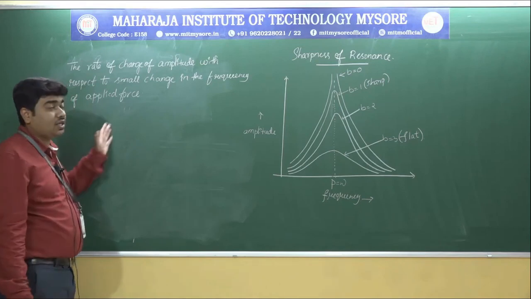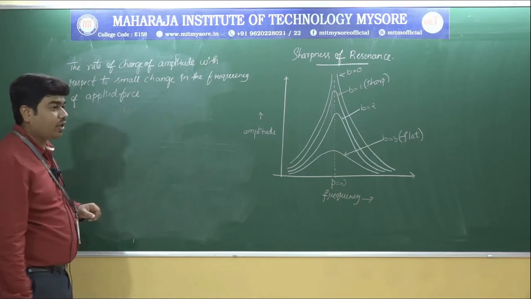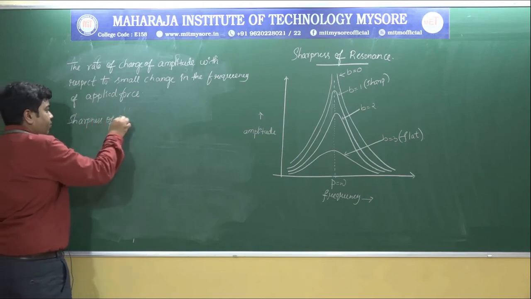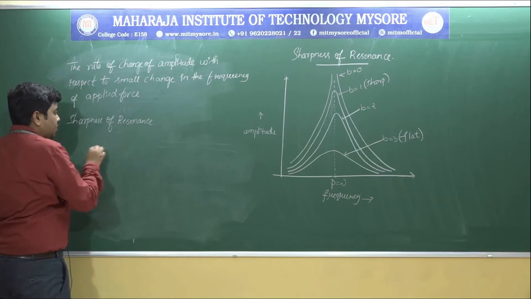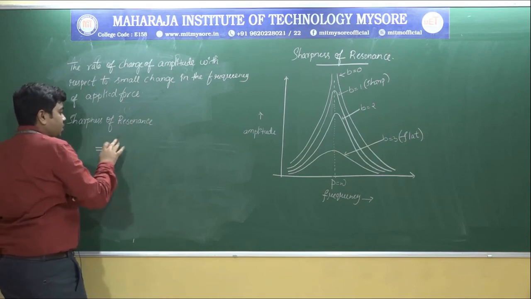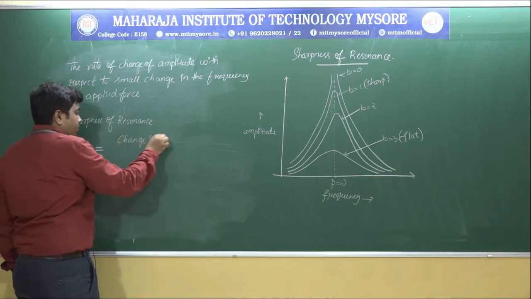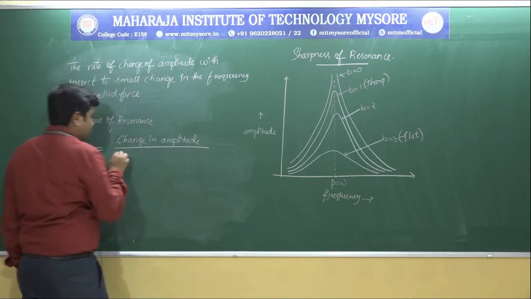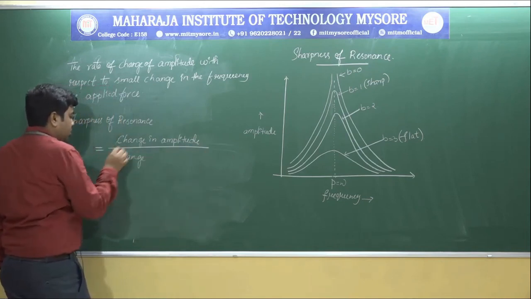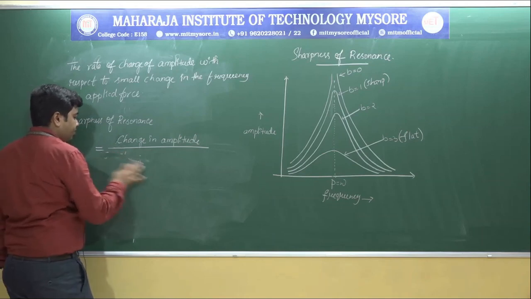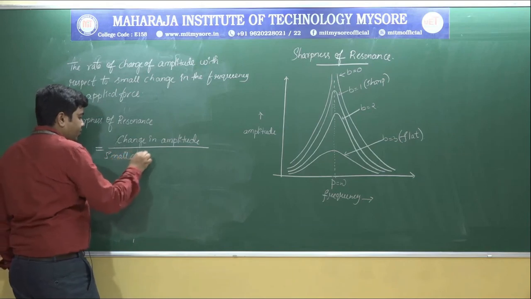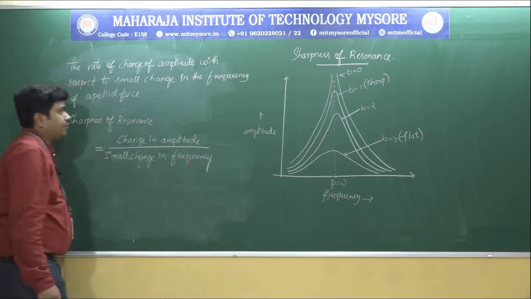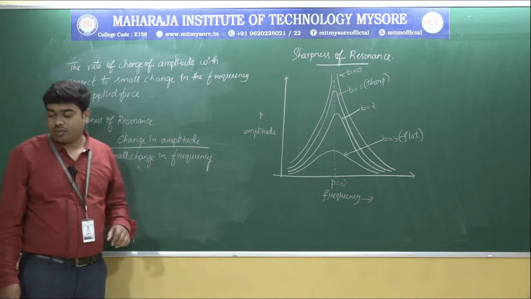So it can be defined as the rate of change of amplitude with respect to small change in the frequency of the applied force. So we can write sharpness of resonance is equal to change in amplitude divided by small change in frequency. So this is how we can define the sharpness of the resonance.